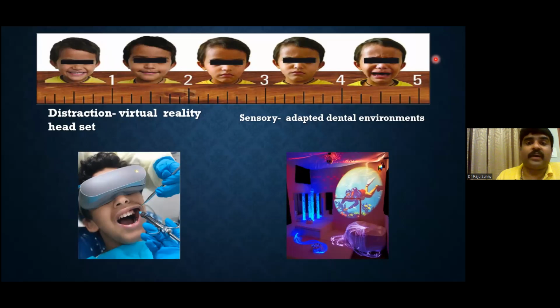So for 3, 4, 5, either you should refer to a pediatric dentist, or if you have one, you can do it in your own clinic. But some patients who are highly uncooperative, you might have to refer to a higher center where you have conscious sedation or IV sedation. So you should know when to refer a patient, which patient you can take by yourself, which patient requires a consultation of a pediatric dentist, and which patient requires an expert consultation with a higher center.